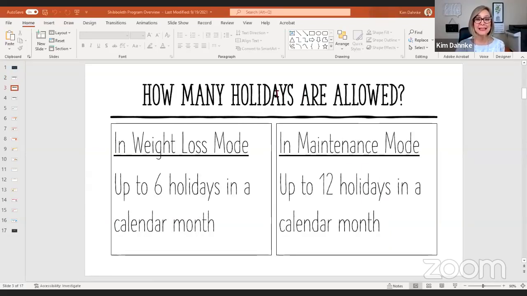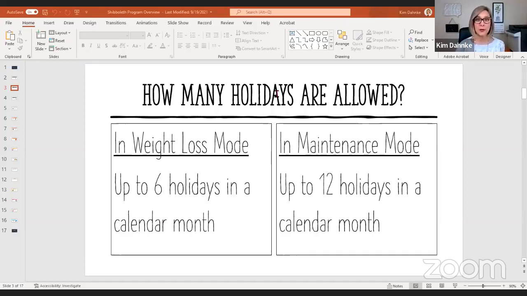So how many holidays are allowed? When you are in weight loss mode, you can use up to 6 holidays in a calendar month. Once you get to maintenance, you can use up to 12 holidays in a calendar month. And you might be thinking, wow, how could I have almost half the month in holidays and still keep the results that I achieved in weight loss mode? Well, the other 18 or 19 days, once you're in maintenance, need to be truly perfect days, not easing over into okay type of days. An okay day is really a holiday.